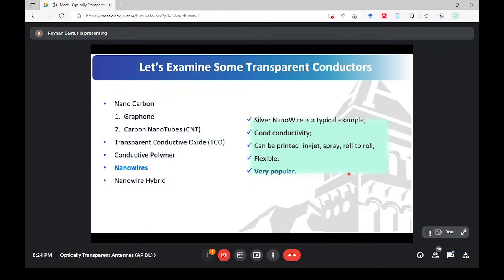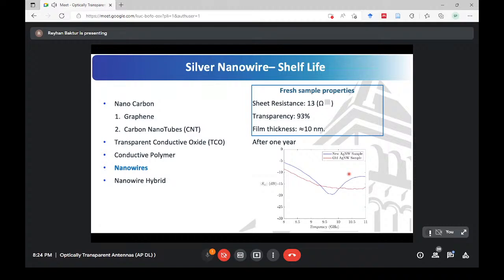We can almost think of nanowire as today's indium tin oxide. They're getting really popular. Good conductivity. It can be inkjet printed, it can be spray printed or roll-to-roll printed, flexible. It's really, really popular. So if they are so popular, why don't we just use them? Now, here is something that I want to point out. We've been examining nanowires. Nanowires can be copper nanowire or silver nanowire.